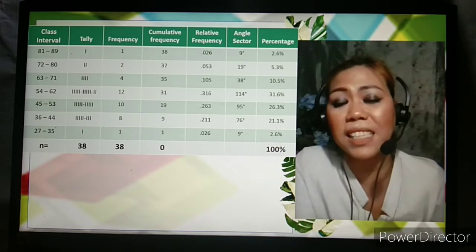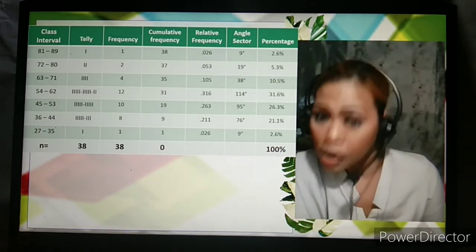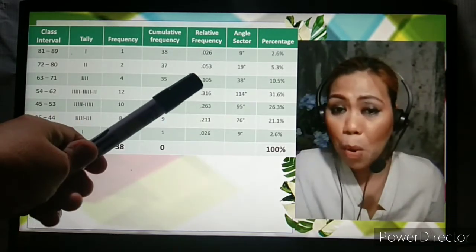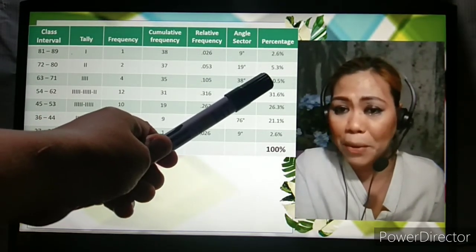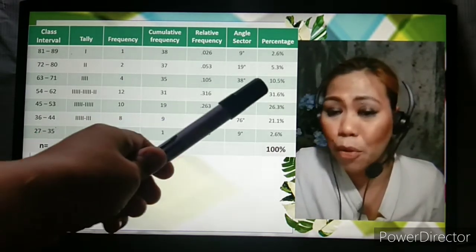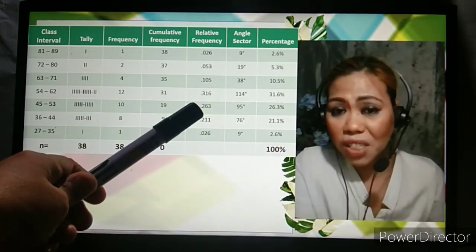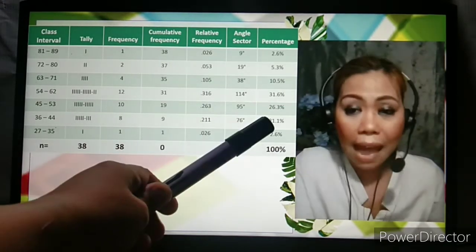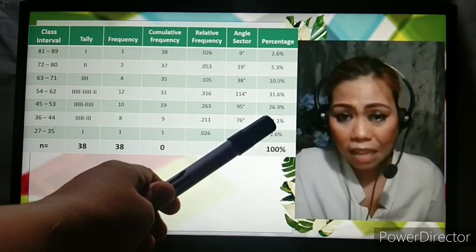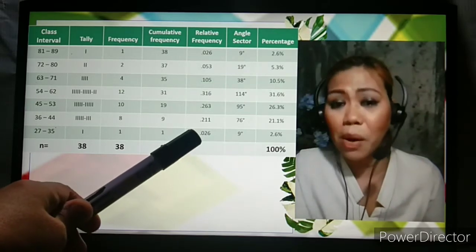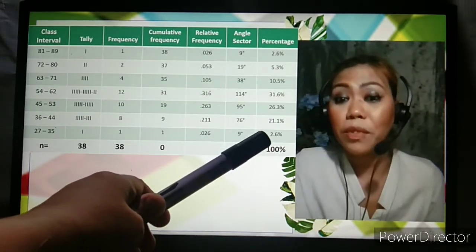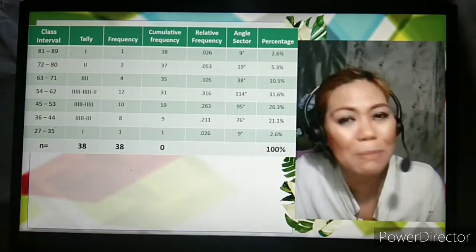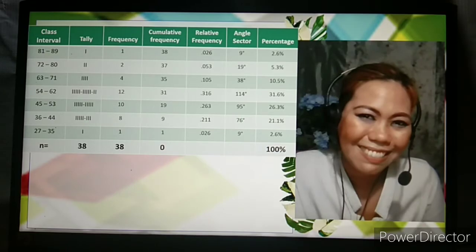Okay, the 0.026 is now 2.6%. The 0.053 is now 5.3%. The 0.105 is now 10.5%. The 0.316 is now 31.6%. The 0.263 is now 26.3%. And the 0.211 is now 21.1%. And the 0.026 is now 2.6%, for a total of absolute 100%. Did you get it now?